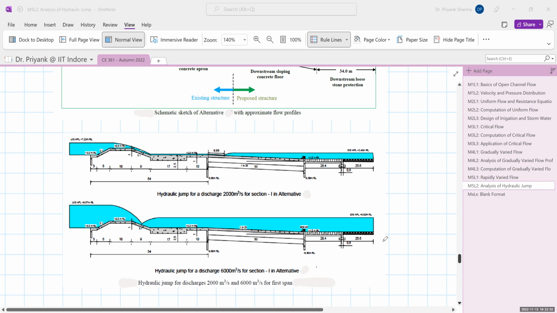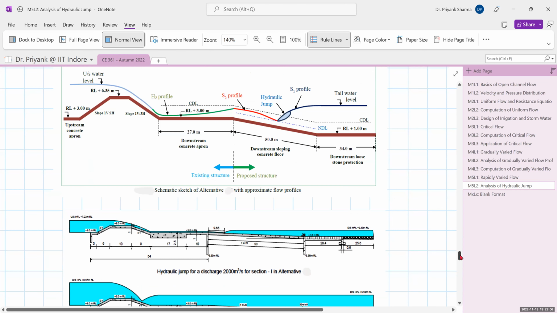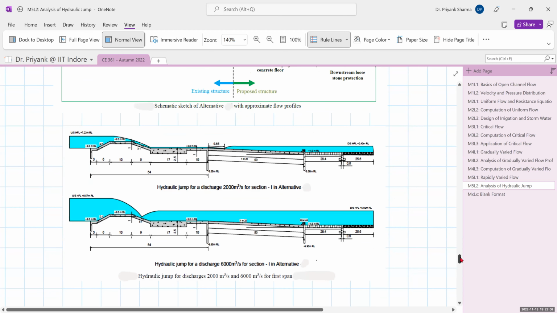So that highlights the importance of hydraulic jump and energy dissipation due to hydraulic jump. With this, we complete the portion on hydraulic jump, and next we are going to discuss unsteady flow.